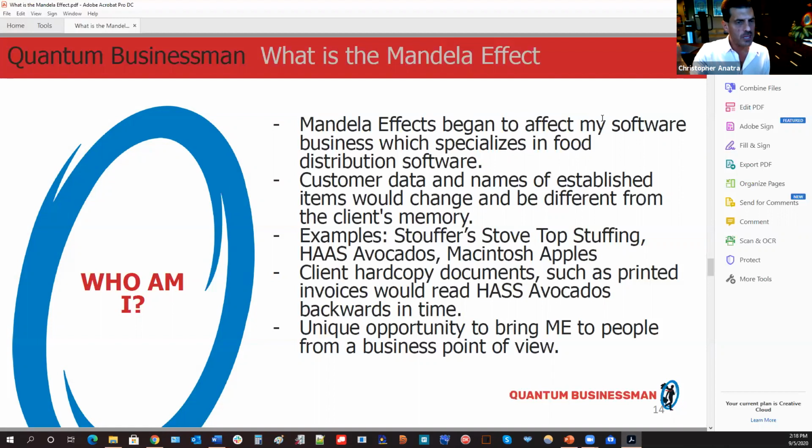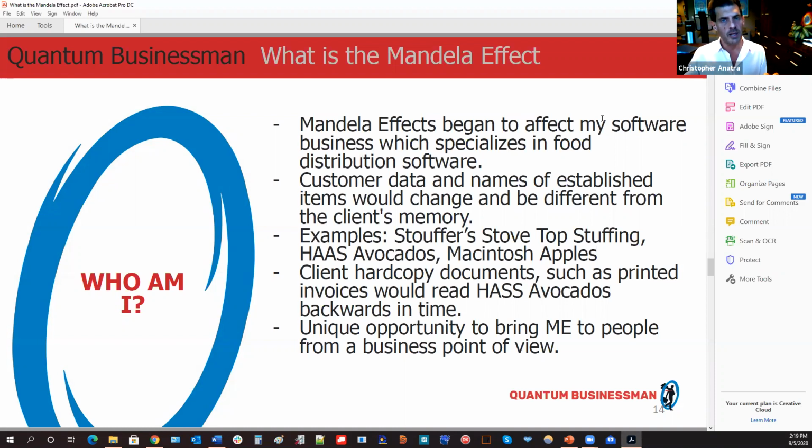And also, the names of products would change. For example, they would say, where's my Stouffer stovetop stuffing? For some reason, your system changed it to Kraft. And we would be like, wait, hold on. Stouffer stovetop stuffing. By the way, I remember Stouffer stovetop stuffing. You might remember it as well. But in this timeline, it's never existed. It's always been Kraft stovetop stuffing since it was introduced in 1971. So keep that in mind.